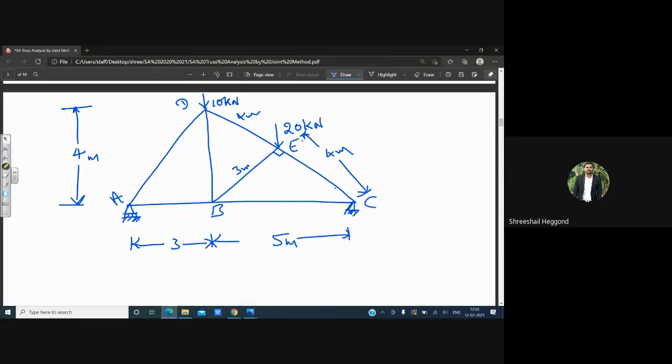The loading condition is given. One is roller support and another is hinge support. Hope you can solve this numerical. You need to solve at home and upload in the Google Classroom.